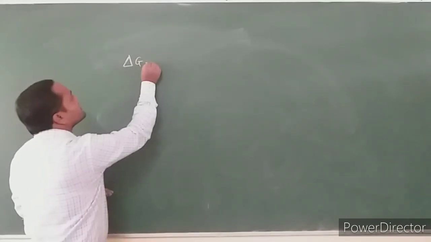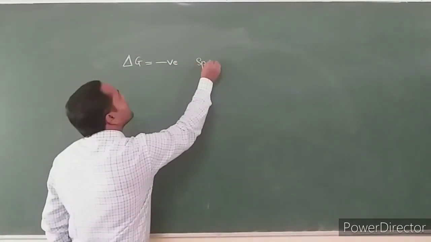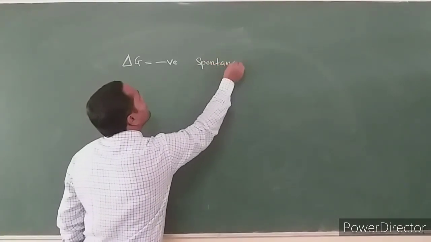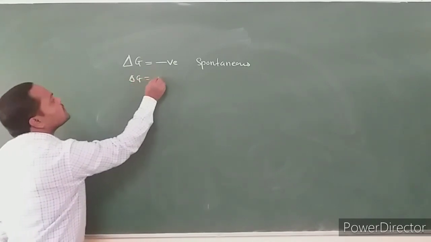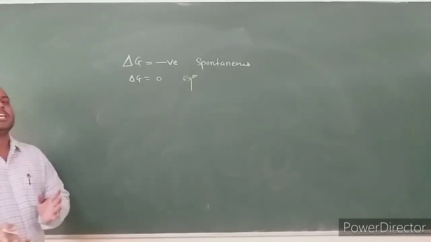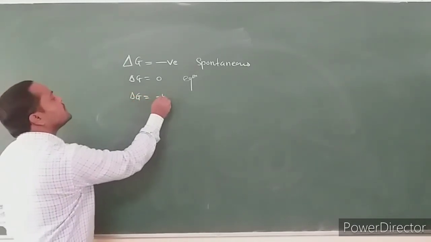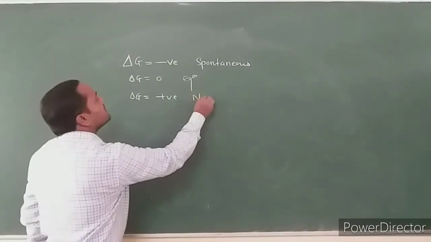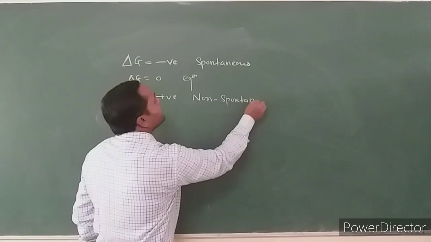The change in free energy, delta G, is negative. This indicates the given chemical reaction is spontaneous. If delta G is equal to 0, this represents the given system is in equilibrium. And if delta G is positive, this represents the given chemical reaction is non-spontaneous.